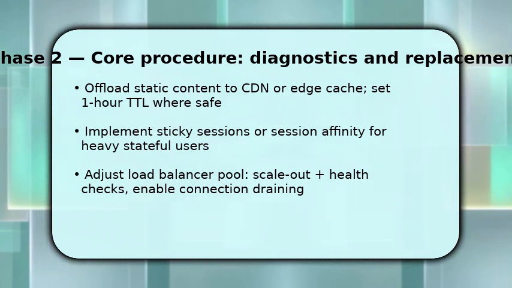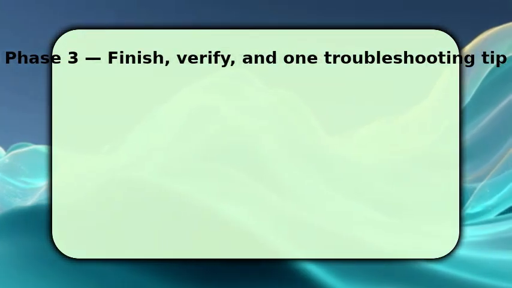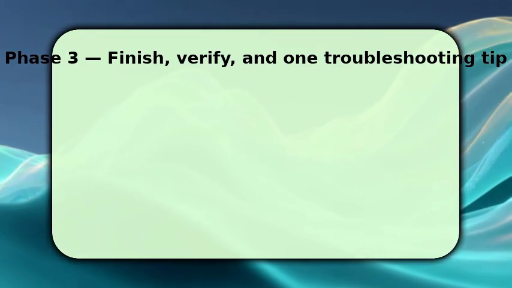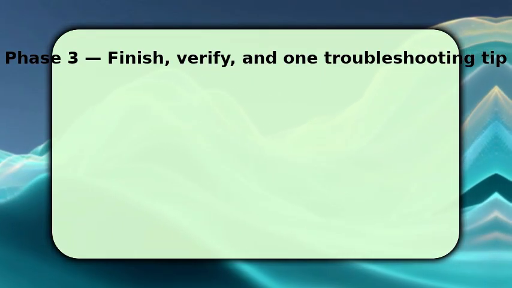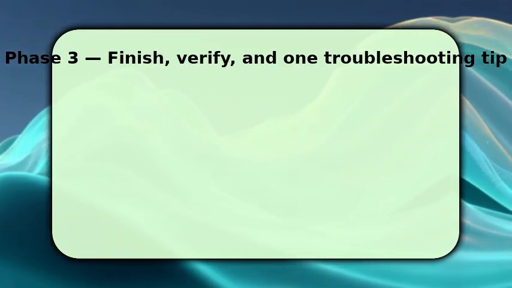Finish by scaling and validating your fixes. Add instances incrementally, think 20 to 50%, and watch auto-scaling triggers to avoid overshoot. Then run synthetic traffic tests to simulate the peak, because validation proves stability before reopening full access.